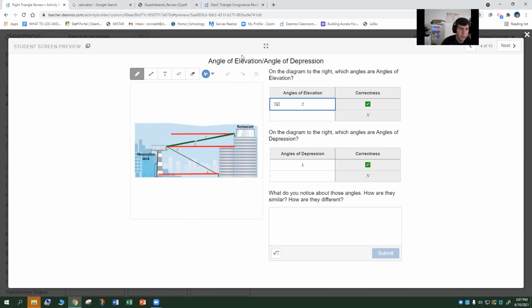Okay. 3, if he looked down to the ground, that would be an angle of depression because he's looking below his horizontal. And then 4, the guy on the ground, he's looking up towards the observation deck, that would be an angle of elevation because he's looking above the horizontal. Okay, so 2 and 4 in this diagram are angles of elevation. 1 and 3 are angles of depression.